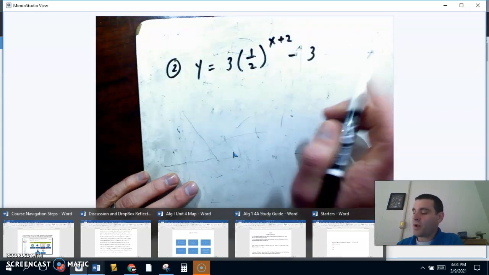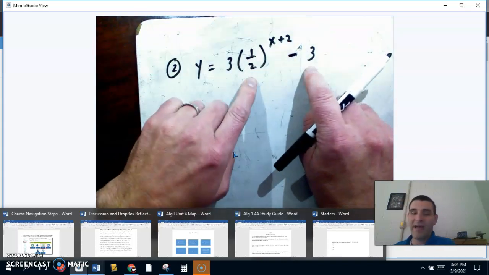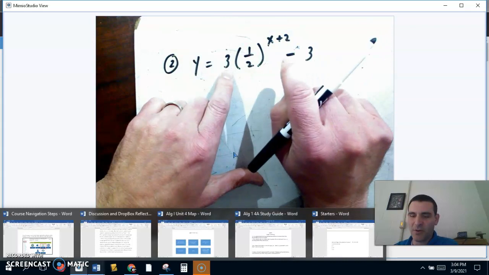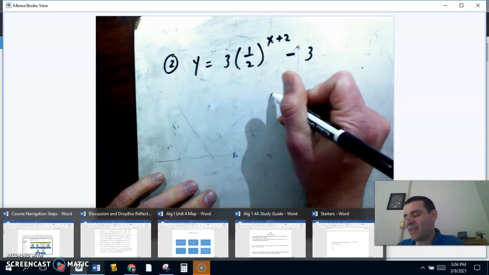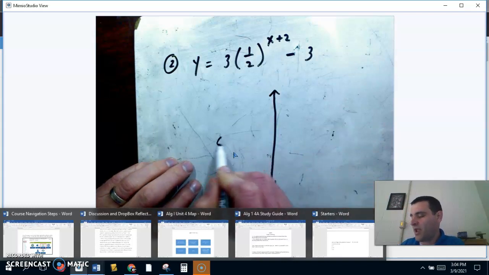The most important numbers here in determining an approximate shape of this graph is the 3 and the 1/2. Okay, we don't care so much about this 2. We don't care so much about this 3. They each have an influence on the graph, but it's not as important as the influence of the 3 or the 1/2.